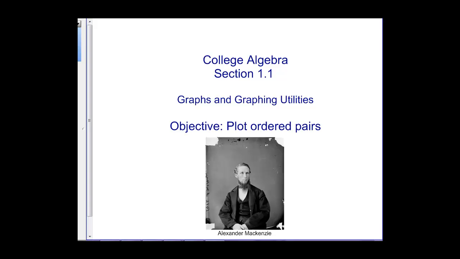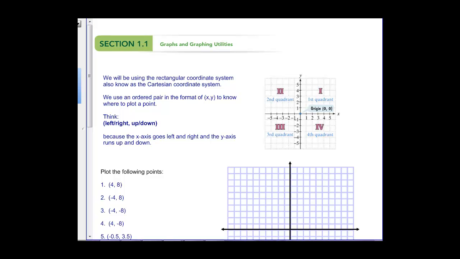With 1-1 is literally one page. We're just going to talk about graphing ordered pairs and kind of our quick reminder on how to graph ordered pairs or coordinates. We'll be using the rectangular coordinate system, that's also called the Cartesian coordinate system. Same thing. It is important to know your quadrants.